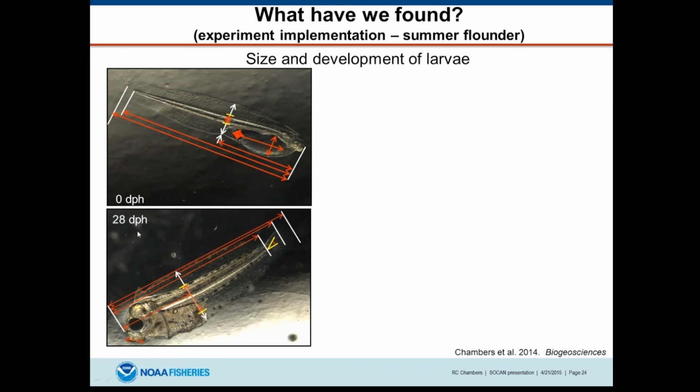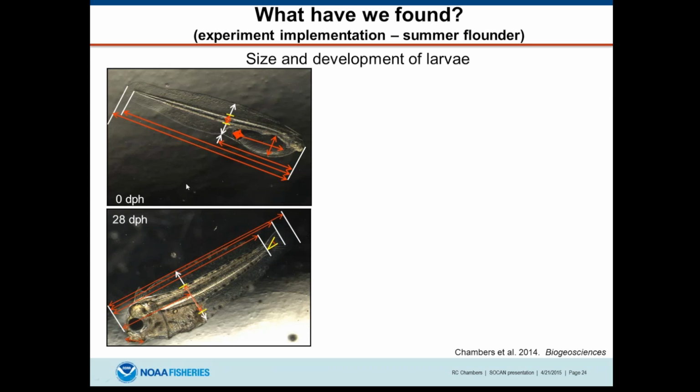And here is a more advanced larva, a 28-day post-hatch summer flounder larva. We measure its body size, length, but also body depth, and other features that are indicative of its condition, its mouth size. One feature shown here in yellow, by the way, is the flexion angle. This animal is in the early stages of metamorphosis. We quantified its developmental state by the radians of the flexion angle.